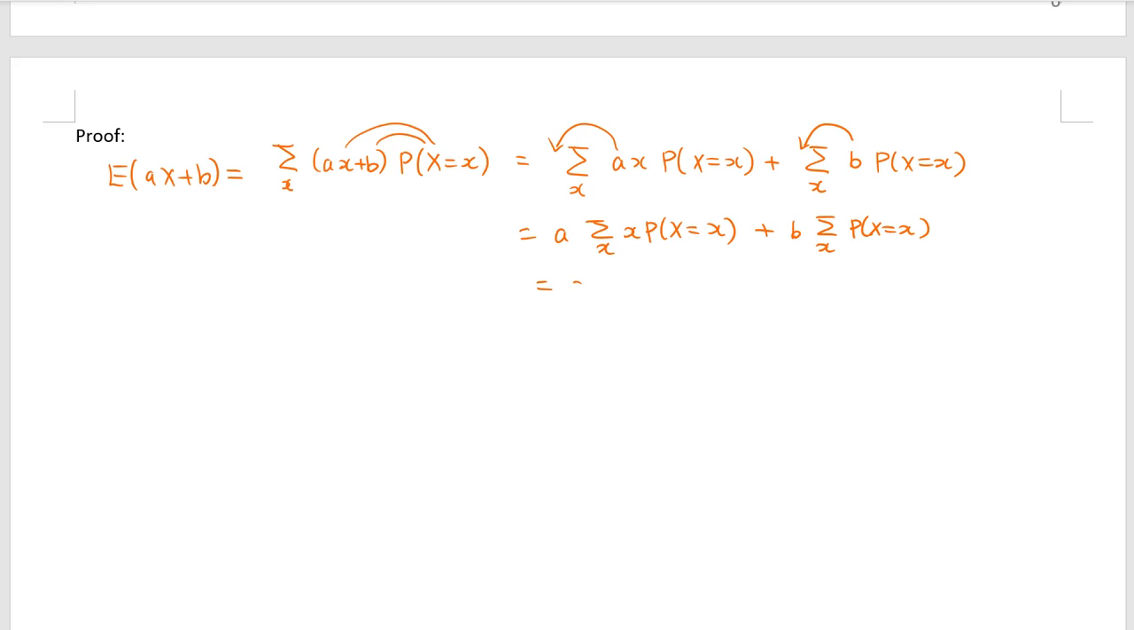Now you can see this is just the mean of x, and this is just 1, right? When we add up all the probability, it just becomes 1. Okay, so now we have shown that the mean of ax plus b equals a times mean of x plus b. Next, to compute the variance, we always compute the second moment and then use it to subtract the mean squared. So what is the second moment?